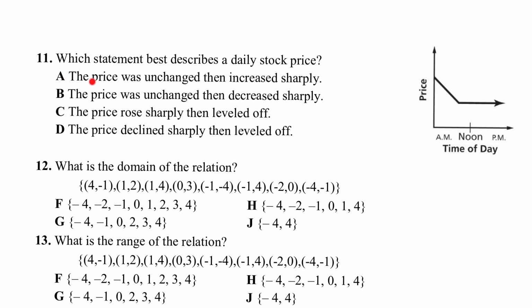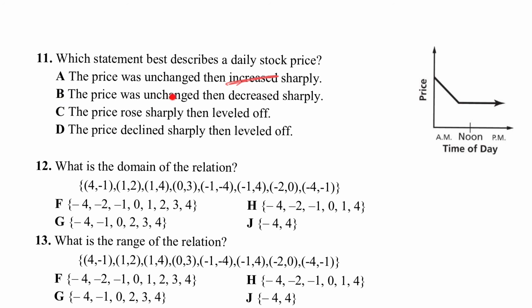So A says the price was unchanged and then increased. That's wrong, because we know this is wrong. It decreased, meaning it goes down. So A is wrong because they mentioned increase, and they said it was unchanged. No, well, it had to decrease first, not increase.